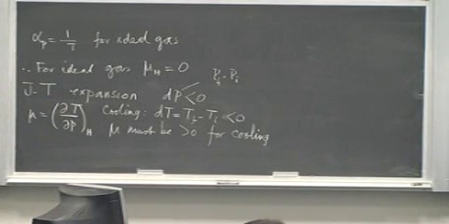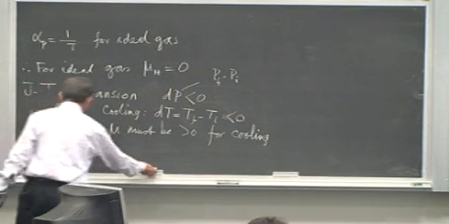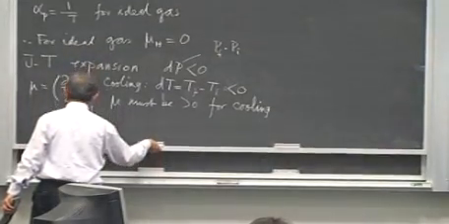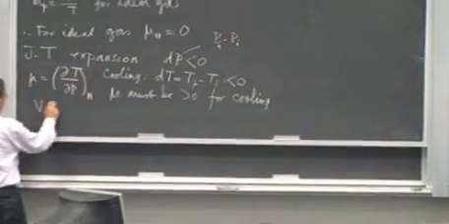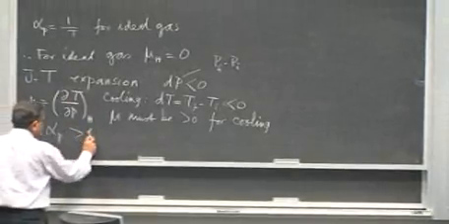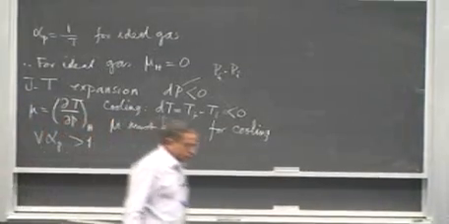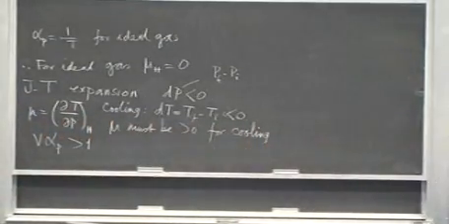All right? And that requires that T times alpha P be greater than 1. So if T alpha P is greater than 1, then we make sure that mu is a positive quantity and cooling will indeed take place. Okay?